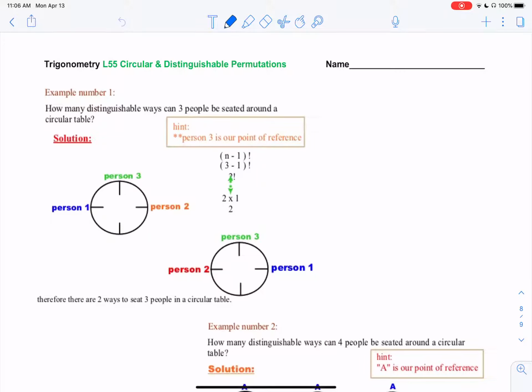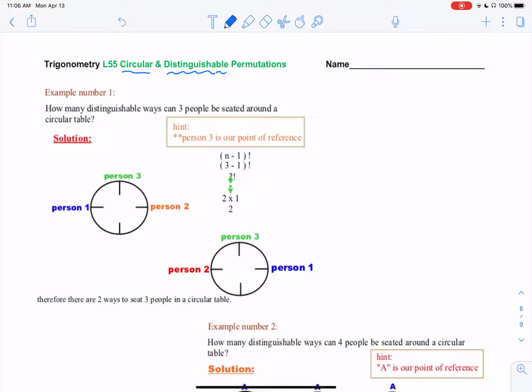Welcome back, trigonometry. This is lesson 55, circular and distinguishable permutations. It's actually two different topics here. The first one being circular permutations. Those are permutations that take place literally in some kind of a circular setup. And then distinguishable permutations means that they are unique permutations from each other. They are different. So the first type of example we're looking at is circular permutations.